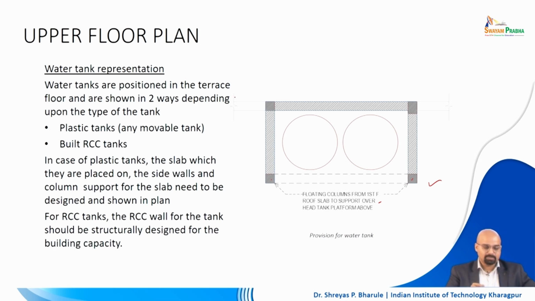So water tanks are positioned on the terrace floor and they are represented in two ways, depending on the type of the tank. If you have a plastic tank, say a brand like Syntex, that blue or black tank on top of our building that we fill with water, that is a movable tank.